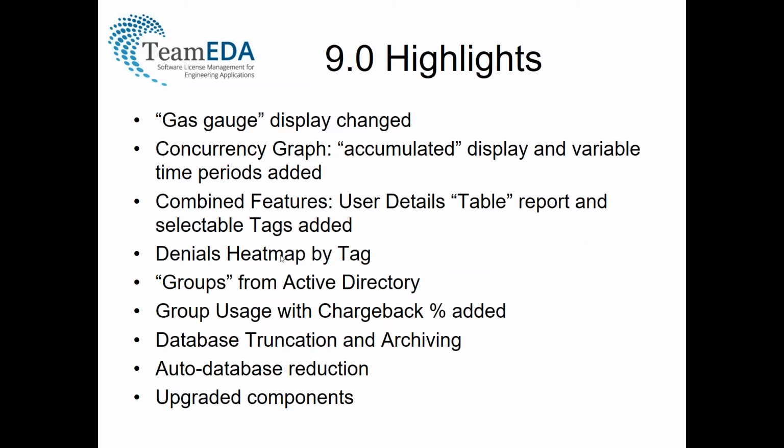You can now see Denial's Heatmap. Denial's Heatmap was available in 8.1, but now you can see it by tag. So you can just select the tag that you want to see the heat map on. Groups can now be created not only by interactively choosing members of the group, but you can also use an Excel spreadsheet to import the group. But you can also create a group from Active Directory directly. There are 3 different fields: organization, department, and office, I believe they are. And then you can create a group automatically from Active Directory. And then you, of course, see usage by group.